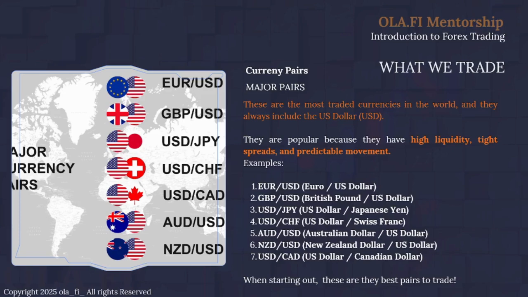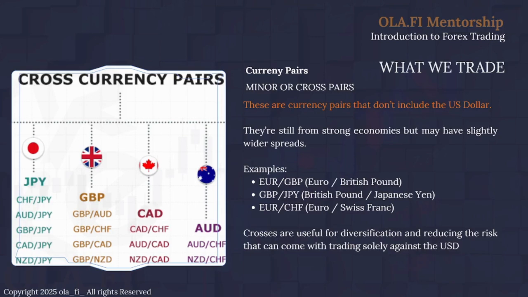So it is not just all pairs that are paired with the dollar, because you can have NOK USD, which is the Norwegian krone paired with the dollar, and that is not a major pair. So it is not just currencies that pair with the dollar, it is currencies of the major economies paired with the dollar. That's what a major pair is. They are popular because they have high liquidity, tight spreads, and predictable movements. When starting out, these are the best pairs to trade.